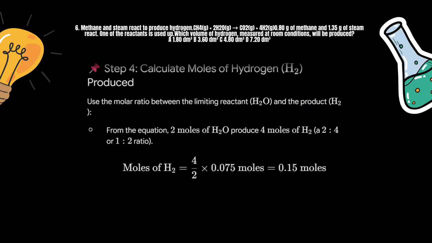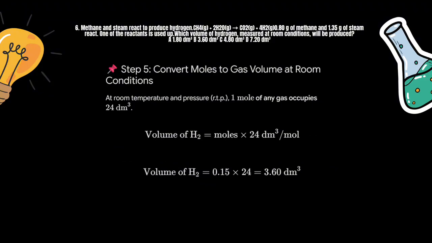This gives us exactly 0.15 moles of hydrogen gas. Step 5. Our final step is to convert those moles into gas volume at room temperature and pressure. Remember, at room conditions, 1 mole of any gas occupies 24 decimeters cubed. So, we multiply our 0.15 moles of hydrogen by 24 decimeters cubed per mole. That gives us a final answer of 3.60 decimeters cubed.